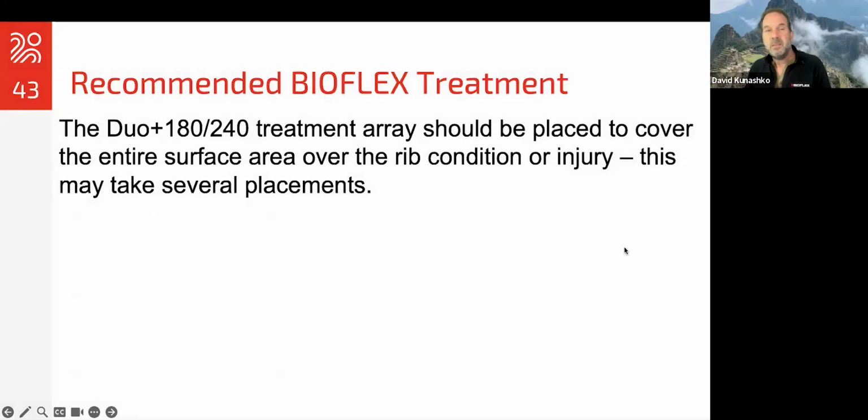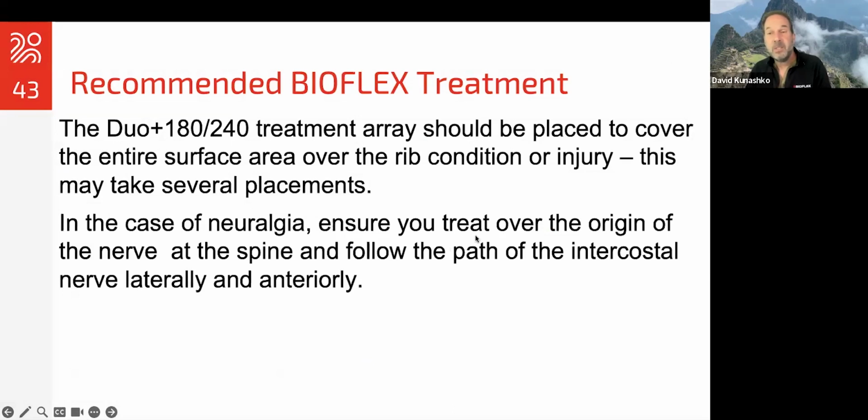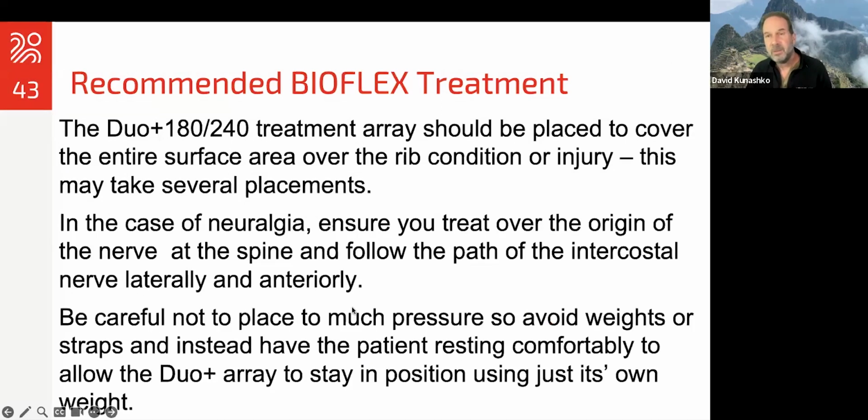So a few tips here. The treatment array should be placed to cover the entire surface area over the rib condition or the injury, and this, of course, may take several placements. In the case of neuralgia, you want to treat over the origin of the nerves at the spine and also the path of the intercostal nerve laterally and anteriorly. I have a little diagram to show you what I want you to do there. Be careful with rib issues when you're using the equipment because you don't want to use straps, you don't use weights, and the dual arrays, the larger plastic metal ones, they're kind of heavy.